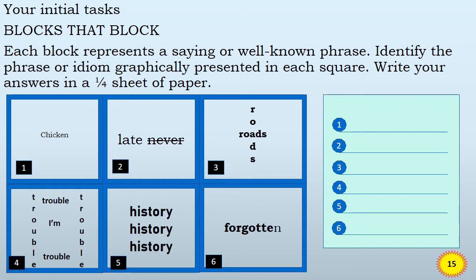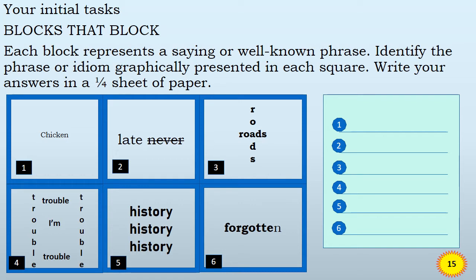Next, block number 2. The answer in block number 2 is late, because as you can see, the word never was written with a line in the center of the word. That means the word was not included in the block. So the answer is late.